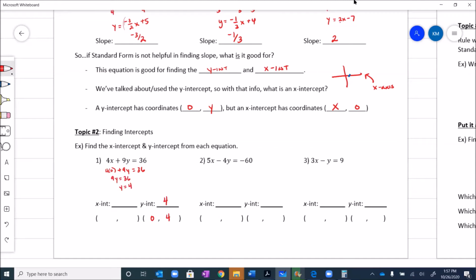Okay, if we do the same thing with our x-intercept, well, what do we know about the y value on our x-intercept? Well, the y value is 0. So we do the same thing. 4x plus 9 times 0 equals 36. 9 times 0 is 0. So 4x equals 36. Divide by 4. X equals 9. Our x-intercept is 9, 0.